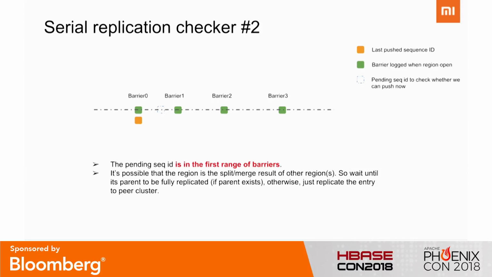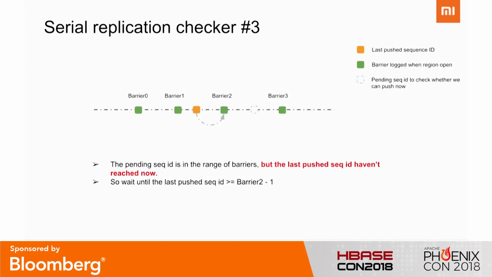A special case is when the pending sequence ID is in the first range of barriers. It's possible that the region is a split or merge result of other regions, so let's wait until its parents are fully replicated to the peer cluster, if parents exist. Otherwise, just replicate the entry to the peer cluster. Another common case: the pending sequence ID is in the range of barriers, but the last pushed sequence ID hasn't reached it yet. So let's wait until the last pushed sequence ID is greater than or equal to barrier 2 minus 1.